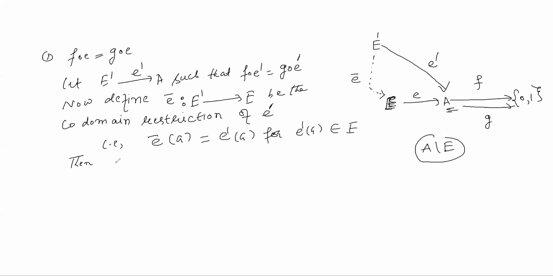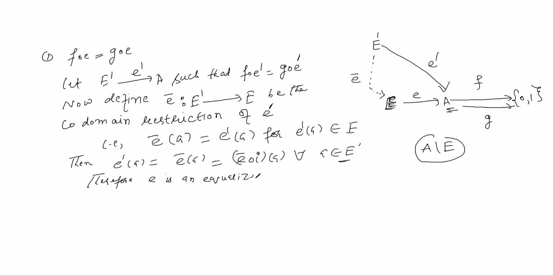So e dash of a is e bar of a, and e bar of a is clearly e bar composition i of a, for all a in E dash. So this triangle commutes and this is unique. So therefore E is an equalizer of f and g. So we are done.